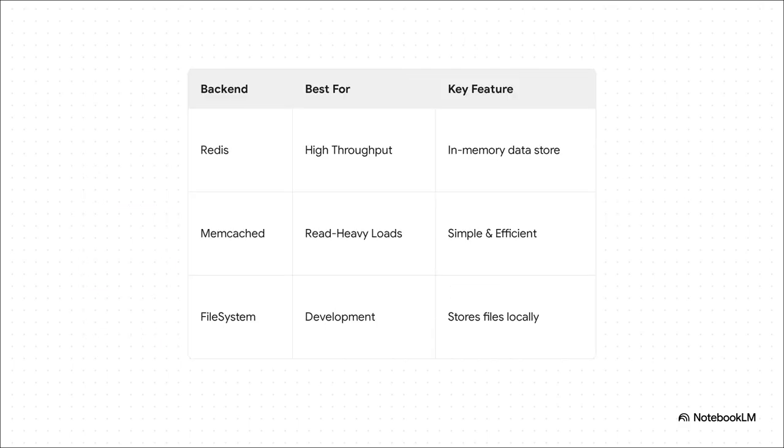Now, for server-side stuff using an extension like Flask-Caching, you've got choices for your backend, and picking the right one is key. Sure, file system cache is fine when you're just developing, but for a live app, you'll want an in-memory store like Redis or Memcached. They're just way, way faster. Think of Redis as the powerful do-it-all option for when things get complex.